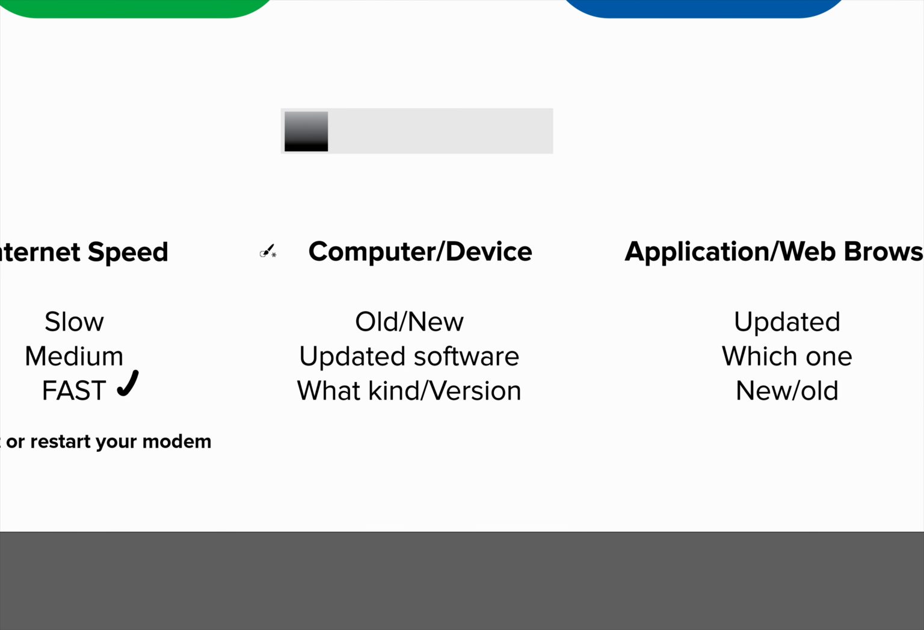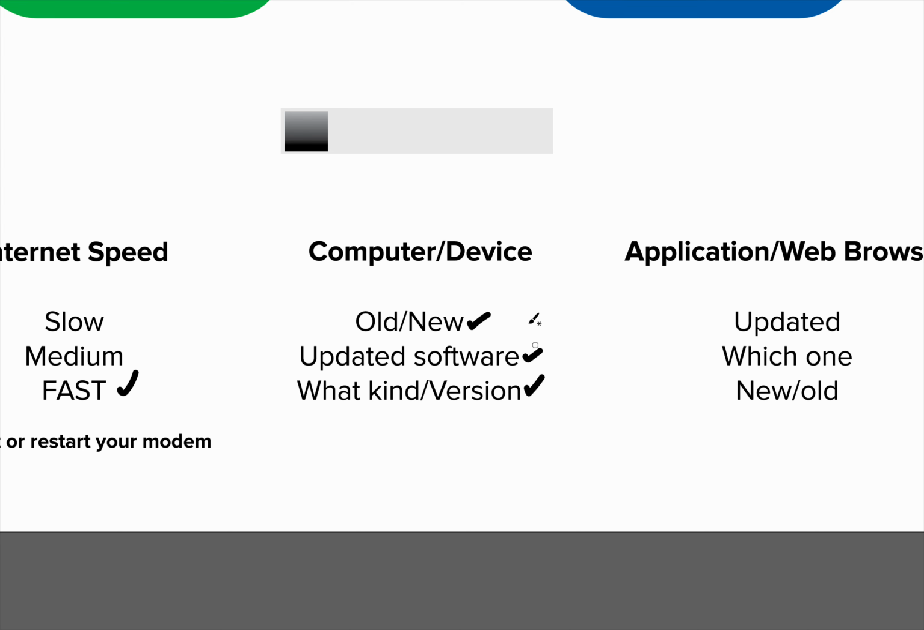Next would be computer device. Are you working with an old machine, an old device? That's going to run slower. That may give you video problems. Is your software updated? Every computer, every device has software that operates in the background. Is it updated? And what version of software or device do you have? Some people I know have old Kindles they're trying to watch videos on. And some people have modern, new, updated iPads to watch videos on.